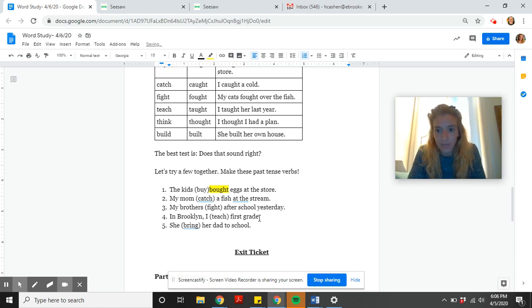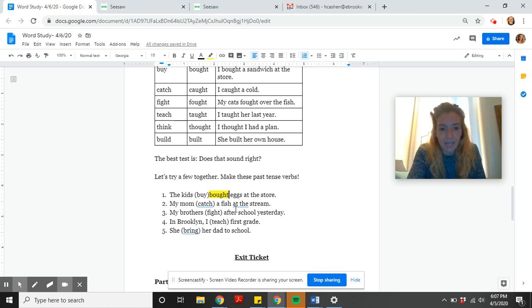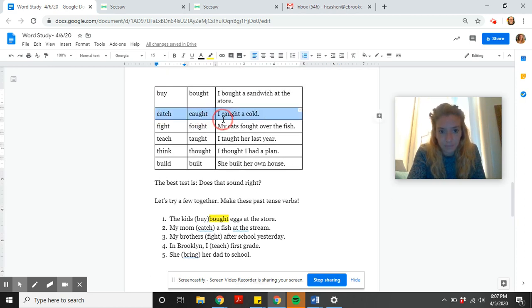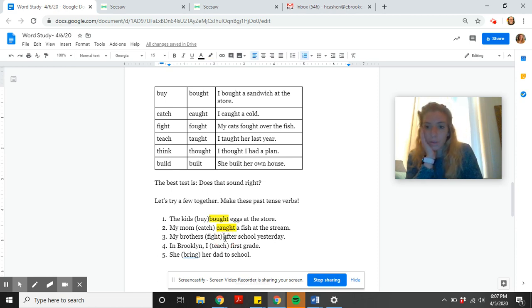Or you try the second one by yourself. My mom catch a fish at the stream. How can you make this past tense? Remember, it ends in a just. What would be the past tense of catch? You can look right up here. My mom caught a fish at the restaurant. Caught.